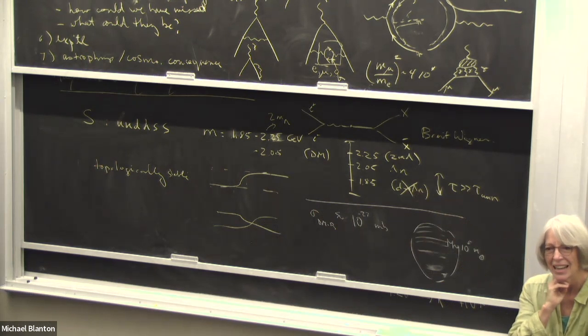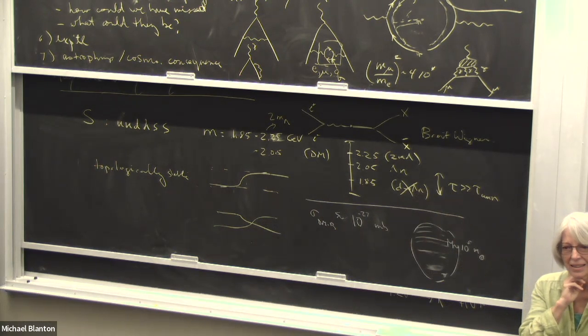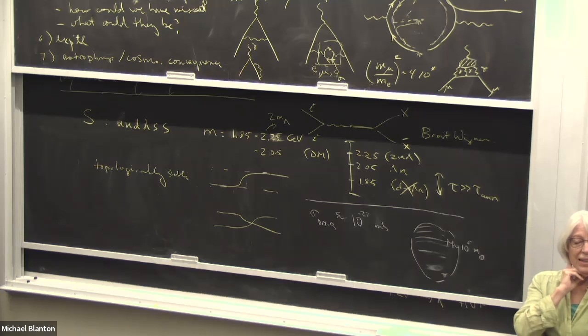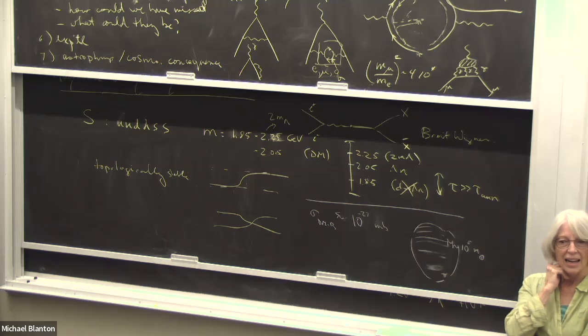So if such a sexaquark exists, would that have an impact on, say, neutron stars? Or at that density, would they spontaneously convert to that because it's more energetically favorable?